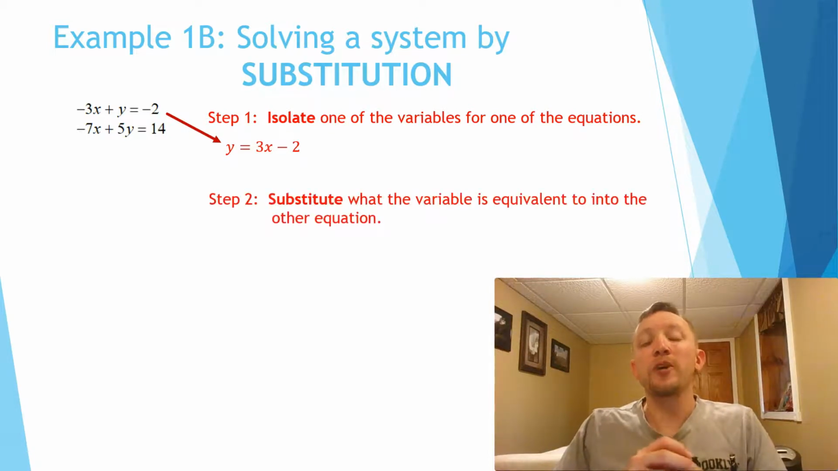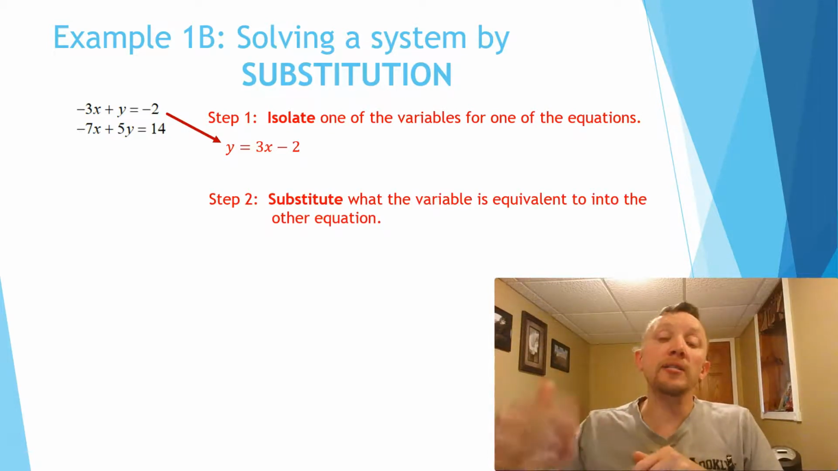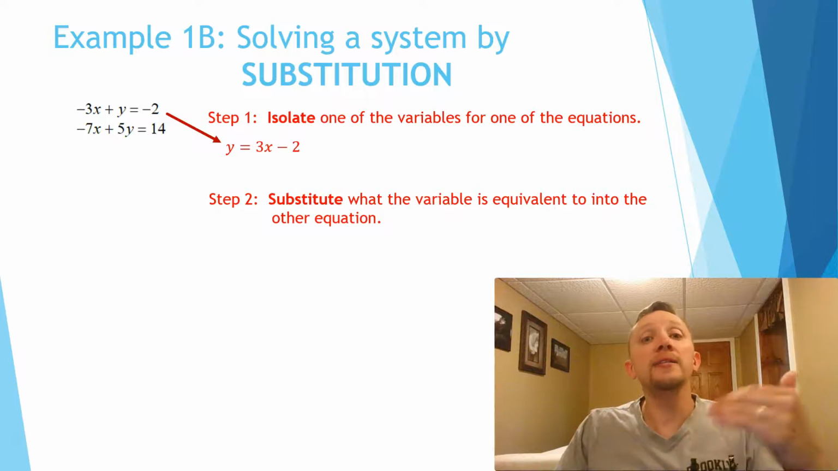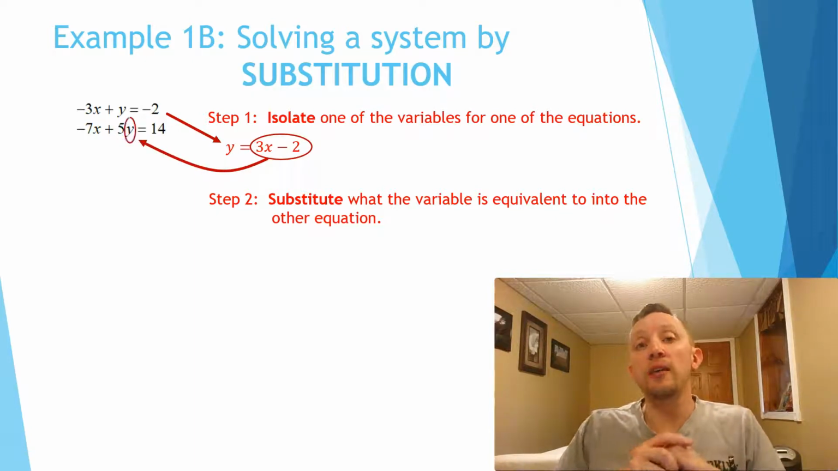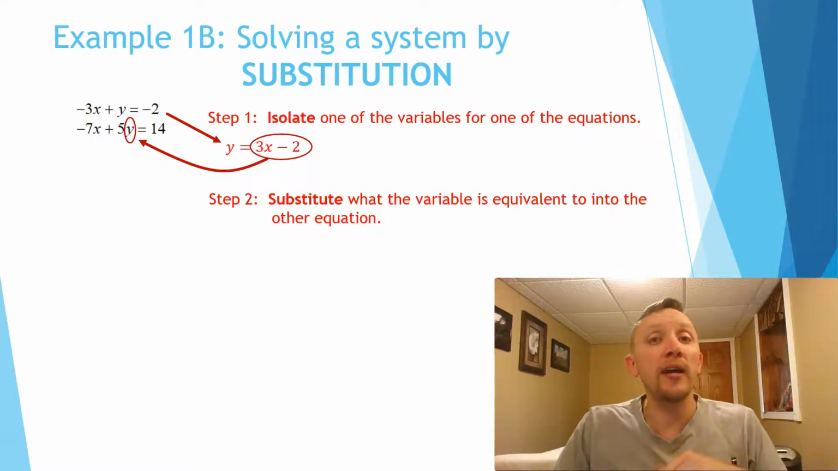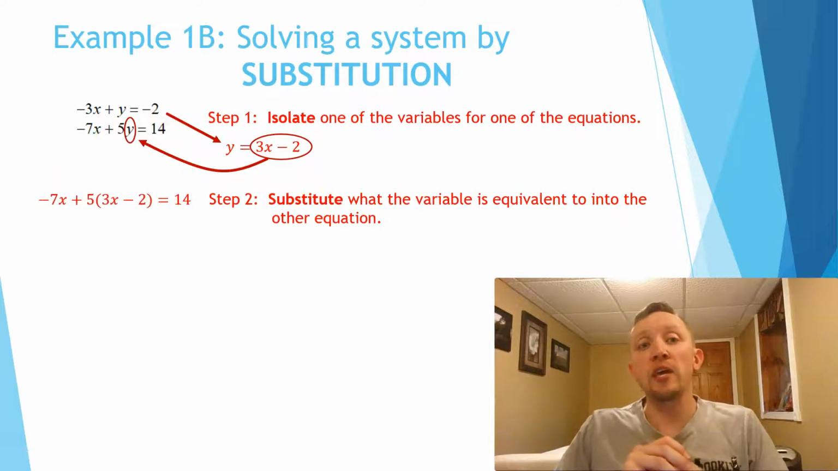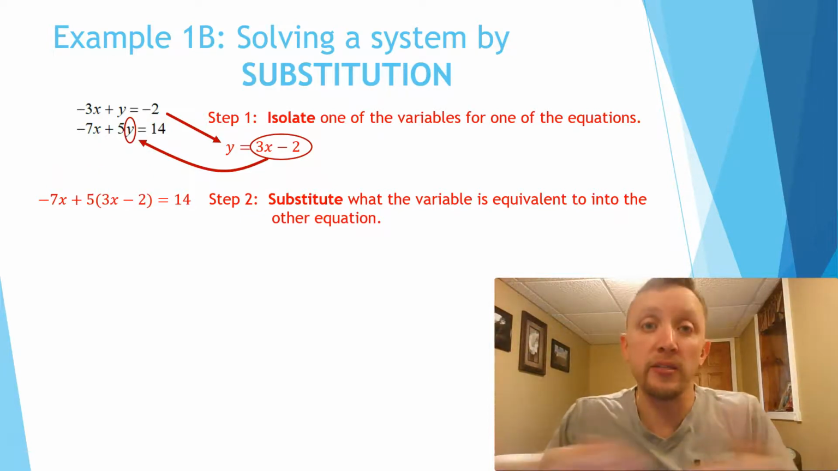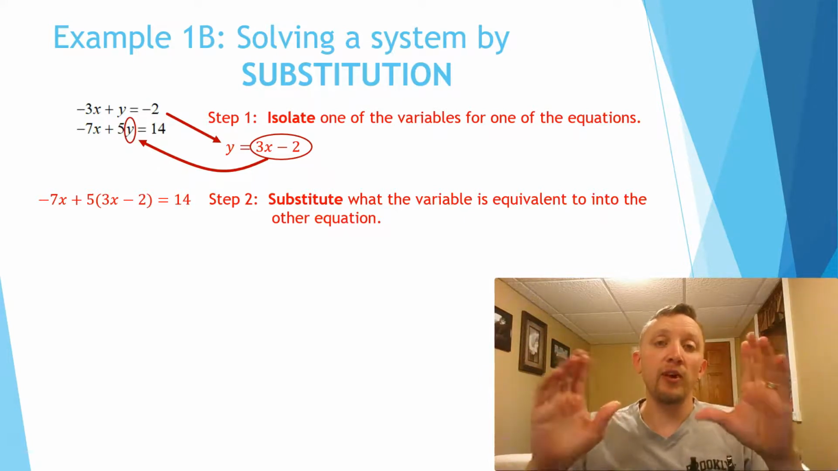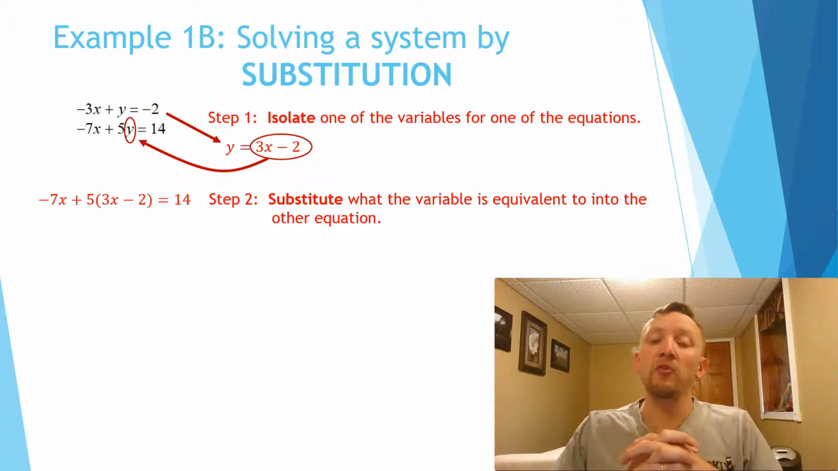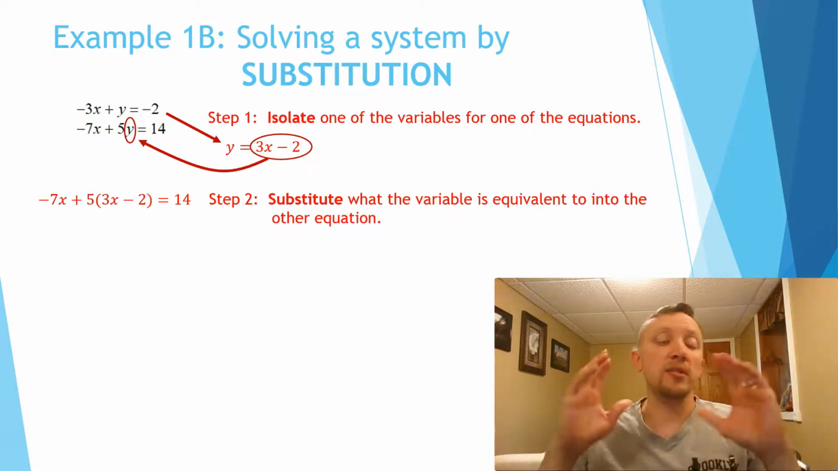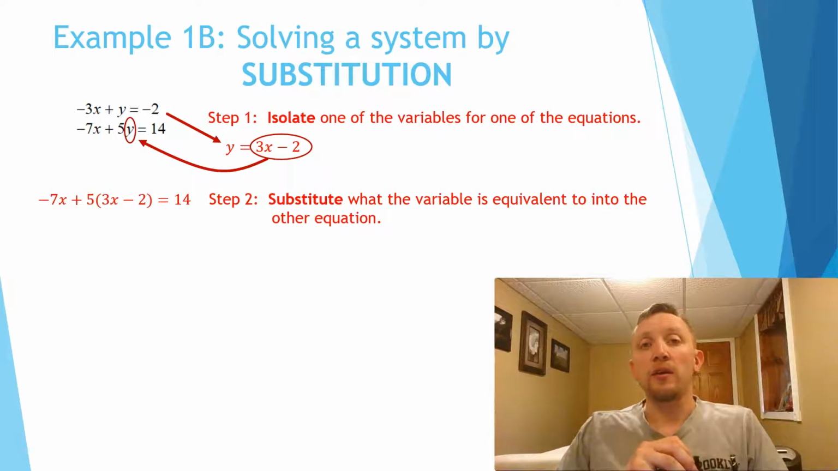So the second step is we're going to substitute. This is where we get the name substitution. We're going to substitute what the variable is equivalent to into the other equation. So again, we're saying y is the same as 3x minus 2. So I'm going to take that 3x minus 2 and I'm going to put it in for y in the other equation. So in that other equation, that y is going to disappear. So I'm just going to have negative 7x plus 5 times what y is. And y was 3x minus 2. And so having that in parentheses is very important. If you don't have the parentheses around the 3x minus 2, you're going to make the mistake of only multiplying 5 times 3x when it's 5 times everything that y is supposed to be. So the entire quantity, 3x minus 2. And then it equals 14.